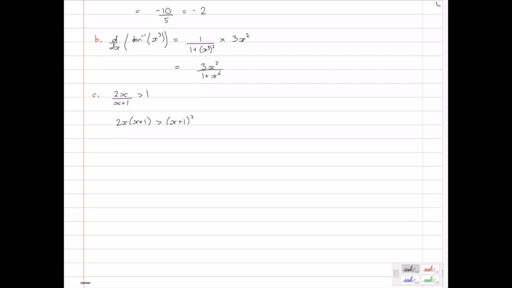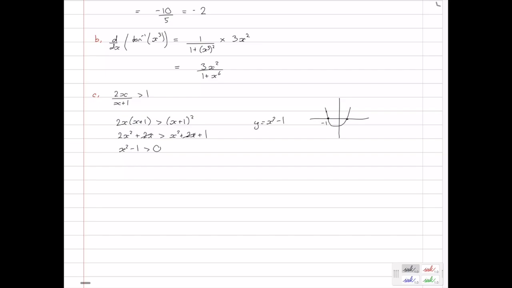Now I can go ahead and expand this out and simplify. So that'll be 2x squared plus 2x is greater than x squared plus 2x plus 1. I can cancel a 2x and a 2x here. I'll bring everything over to the left-hand side, and I get x squared minus 1 is greater than 0. Now, how do we solve something of this form? Well, we can sketch this. If I just have a look at y equals x squared minus 1, and I sketch it here, this is quite an easy function to sketch. It has to just be very rough.